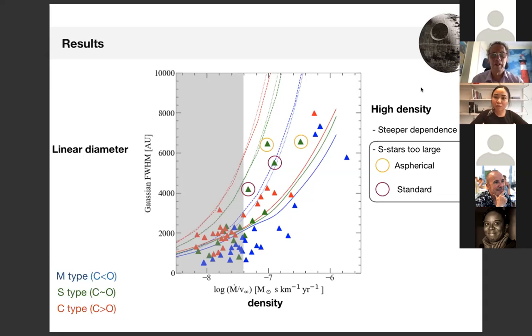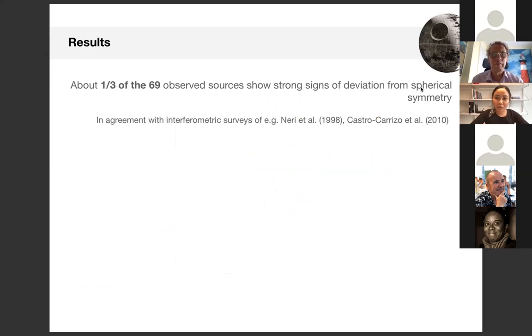So better observations and also more modeling will be necessary to draw pertinent conclusions on why we have this trend. And after investigating the deviation from spherical symmetry of our sources using the methods that I mentioned earlier, we found that about a third of the sources, the 69 sources that we observed, show strong signs of deviation from spherical symmetry in their large-scale structures.